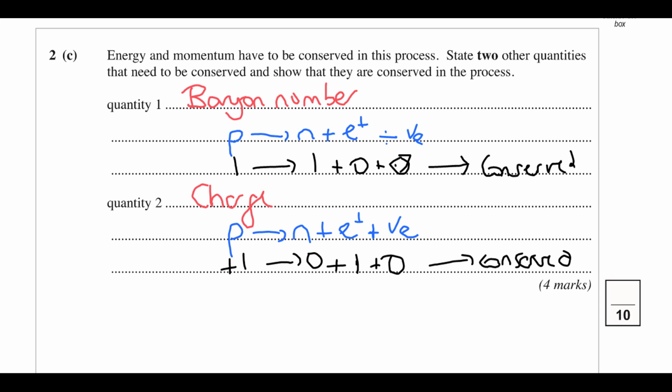You could have picked electron lepton number here, because you would see that's 0 before and 0 after. Any of those general ones you could have picked, but those are the 2 easiest ones, I think. So there we go. Okay, so that finishes question 2.